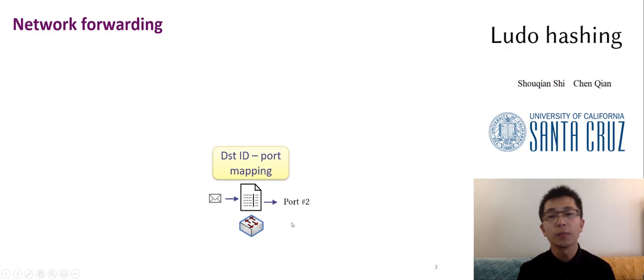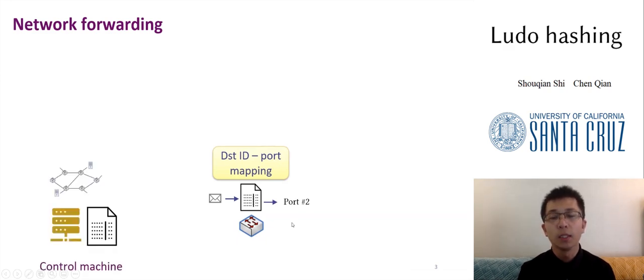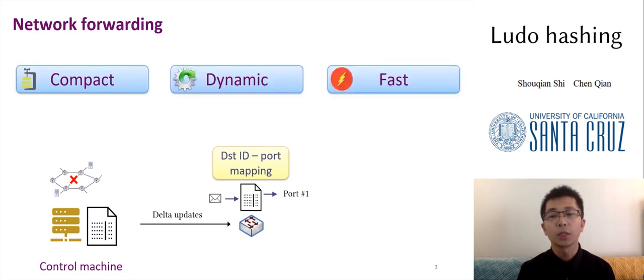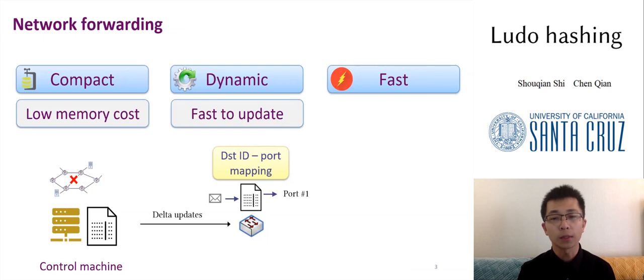A control machine maintains the full states of the network and the full mapping for the forwarders. It monitors the topology changes and computes proper updates for the mapping. The delta update messages are sent to the forwarders to reflect the essential updates. Thus, the route is changed accordingly. The requirements of the mapping are threefold: compact, dynamic, and fast, which mean low memory cost on the lookup program, fast to update, and high lookup throughput.